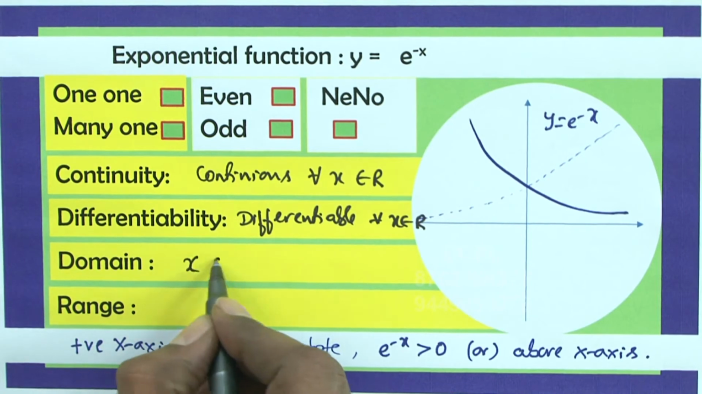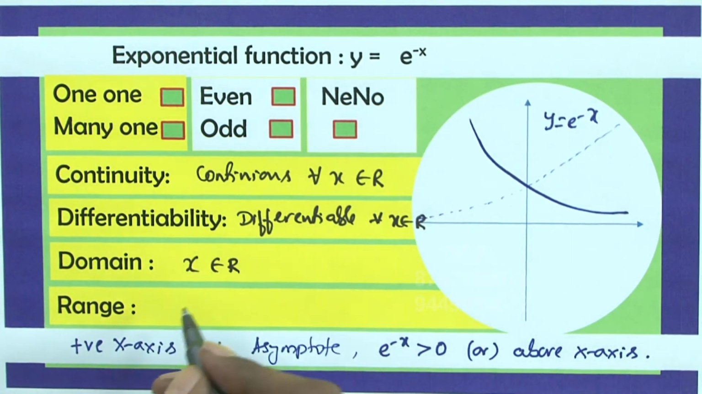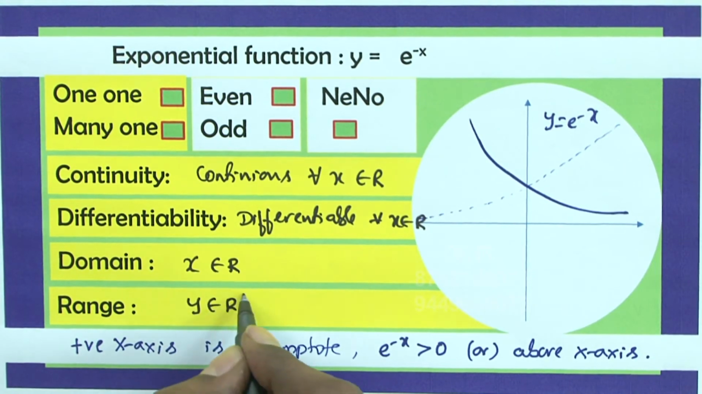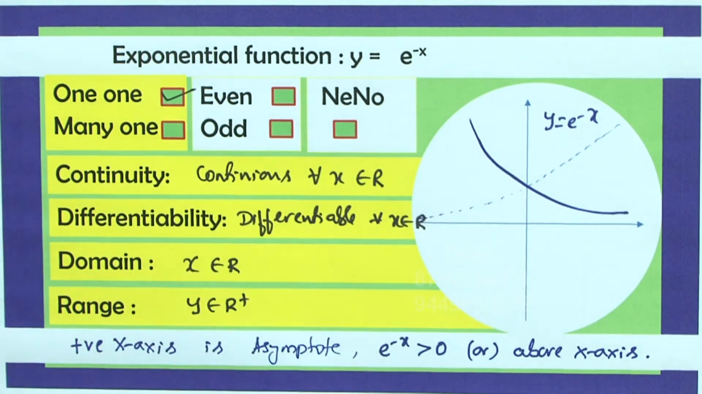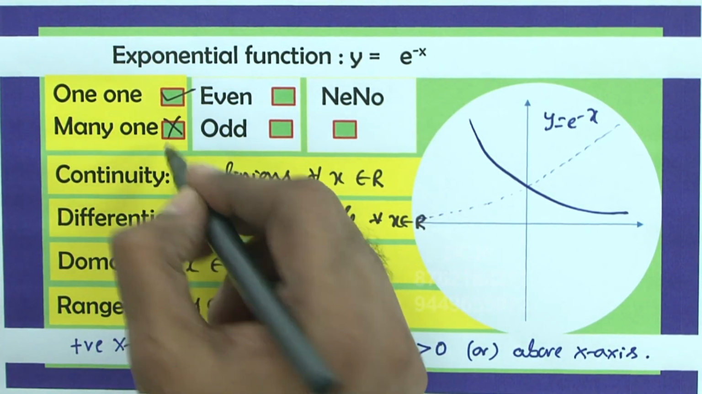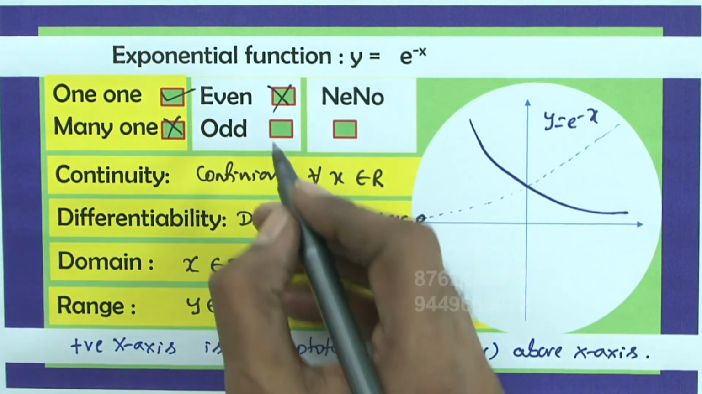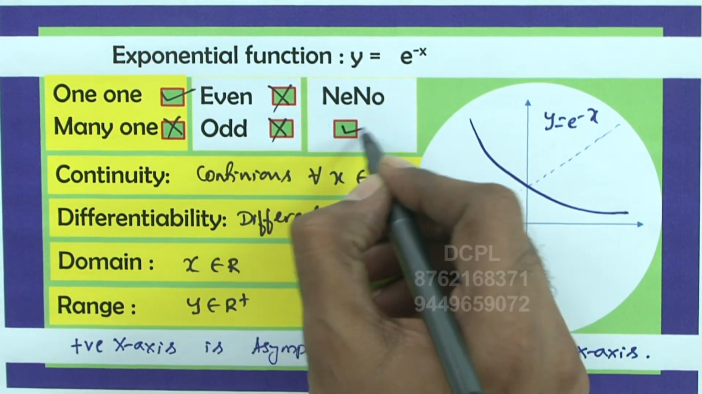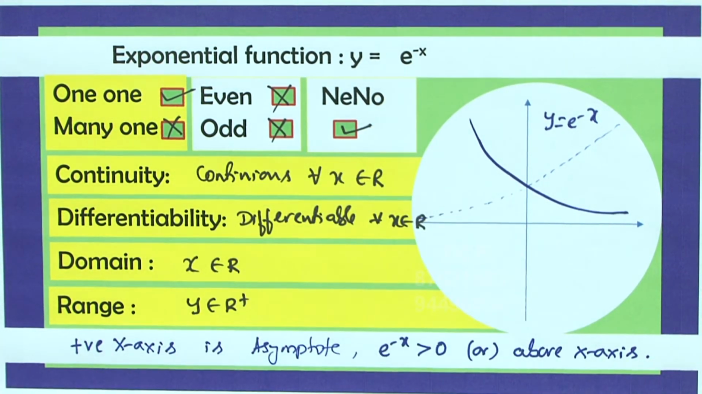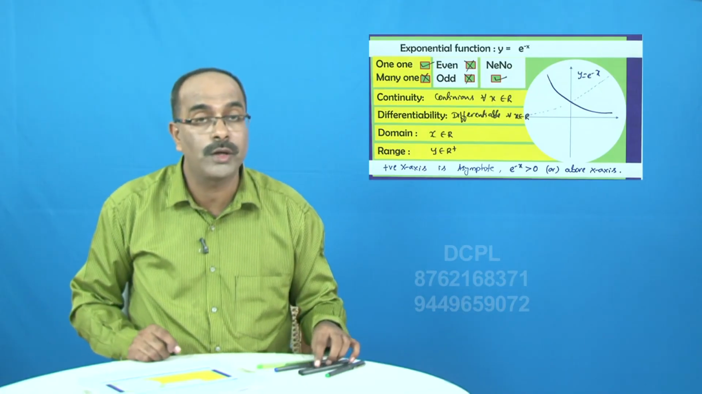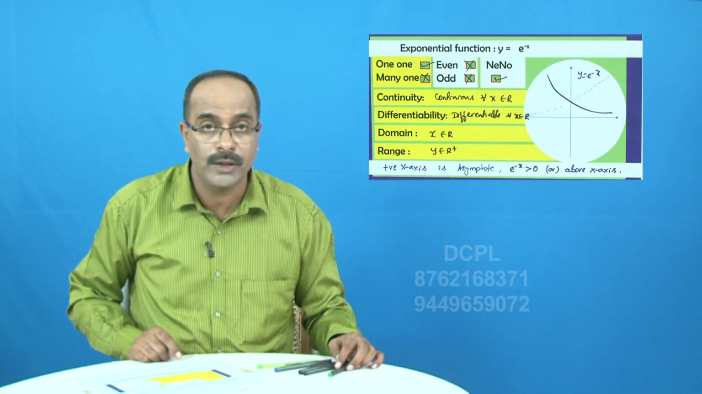Domain means x belongs to the set of real numbers. Range is just like e power x, that is y belongs to R plus. It is definitely one-one just like e power x, and it is not at all many-one. It is neither an even function nor an odd function. It is a neither even nor odd function. I hope, dear students, you are understanding this. Please make a note of this.